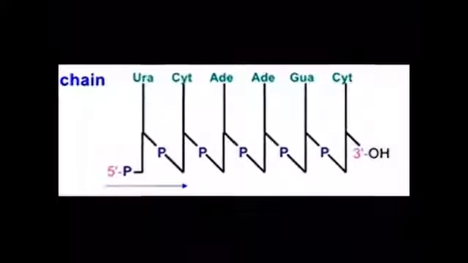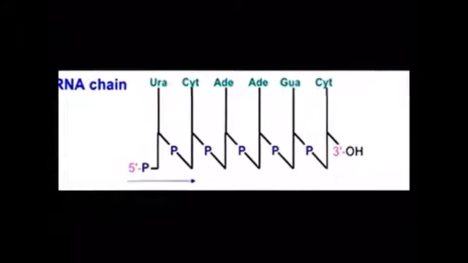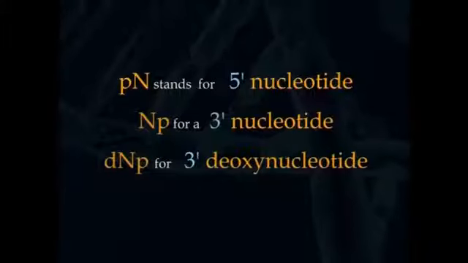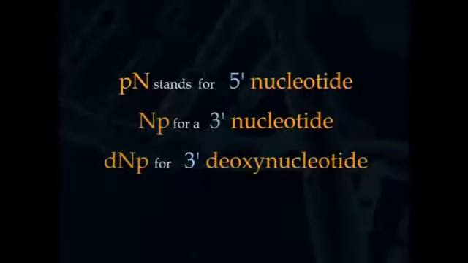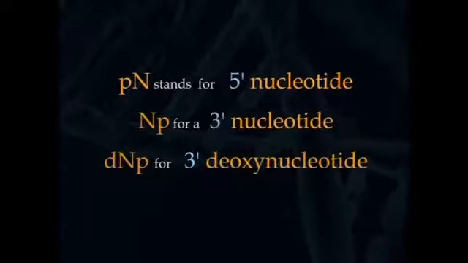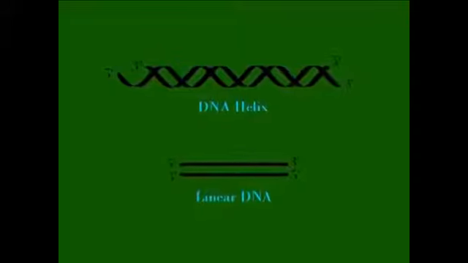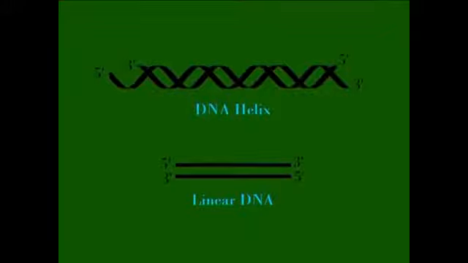In this notation, when p comes before a letter, it indicates that the phosphate is attached to the nucleoside by a 5' linkage. In the most abbreviated nomenclature, pN stands for 5' nucleotide, Np for a 3' nucleotide, and dNp for 3' deoxynucleotide. This notation is based on the convention that an oligonucleotide chain is drawn horizontally with its 5' hydroxyl group at the left and its 3' hydroxyl group at the right hand end. Poly A means multiple A's at the 3' end.